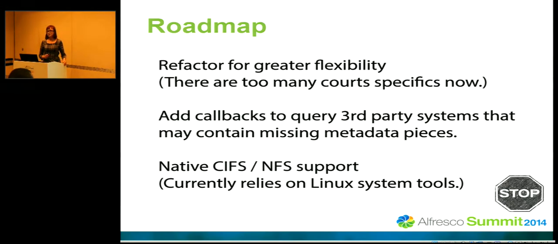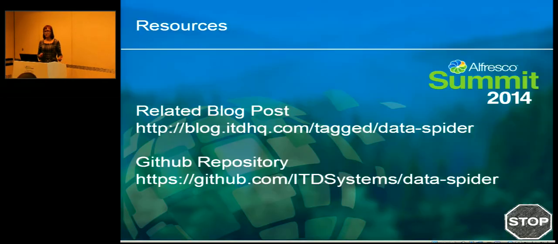Our next step is to refactor it for greater flexibility. So now it's about courts, but we should work not only with courts. We want to add callbacks to query third-party systems to check for the metadata of files from them, and so on. Here is the repository. Actually, it's empty, but after we refactor the code, we will publish it to this repository. I believe we will do it in several days, weeks, and so on. We can already show you the code.